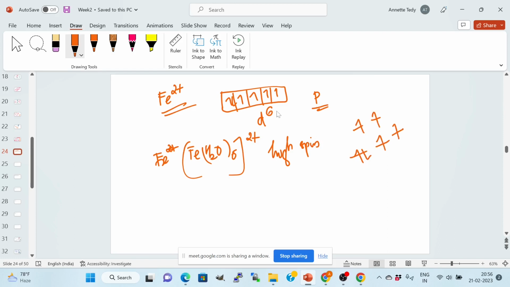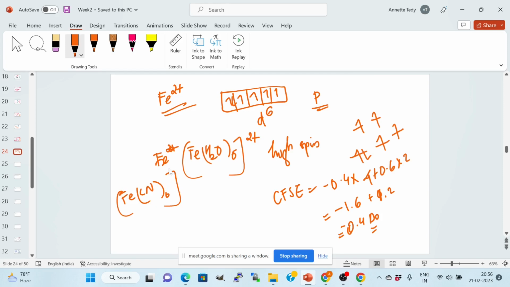So if I compare with the original d6 of the metal, then there is no extra pairing coming, right? The only CFSE will be only from the splitting. So minus 0.4 into 4 plus 0.6 into 2. So minus 1.6 plus 1.2, it will be minus 0.4 delta O.